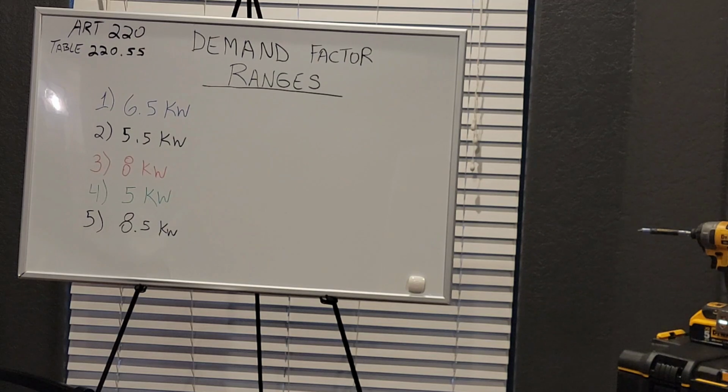All right, so now all you're gonna do from there is add that up. All you're doing is adding all these up right here. So what are we gonna come up with when we add this up? 6.5 plus 5.5 plus 8 plus 5 plus 8, 8.5. Okay, so we got 33.5 kW.